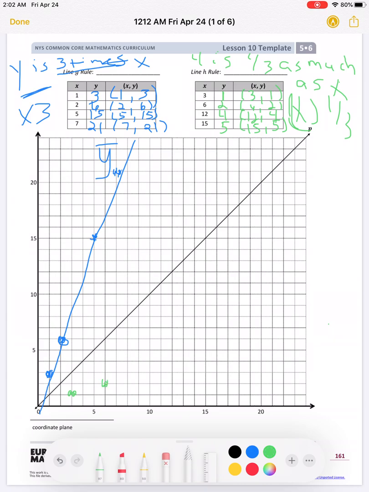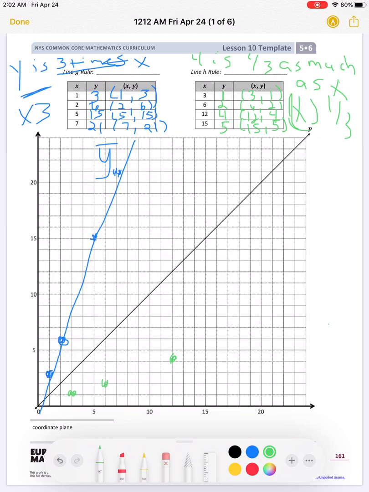Very good. The next set of data points, we're here. 12, 4. Okay. 12 is the first number, so 12 on the x-axis. This is 5, this is 10, 11, 12. And then we go up to 4 on the y-axis. 1, 2, 3, and 4. And our data point belongs here.